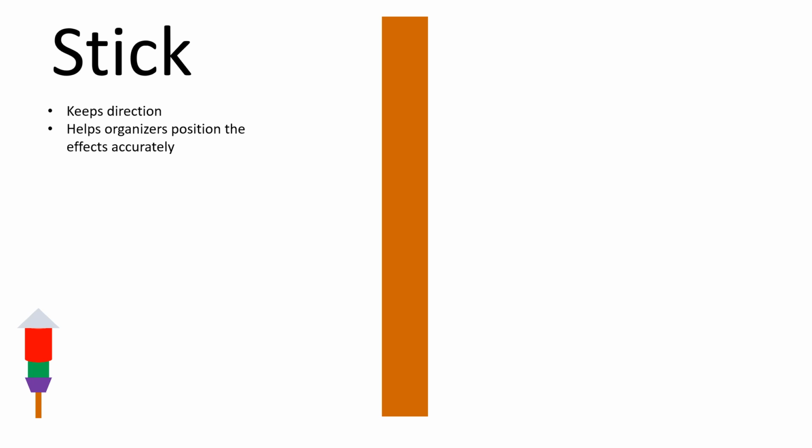Without the stick, if the firework was lit, it would go off in random directions, and obviously that is very, very unsafe. It also helps the organizer position the effects accurately. I mean, the stick is essentially just a stick, and it is one of the most practical, but also the most boring of the parts of a firework.